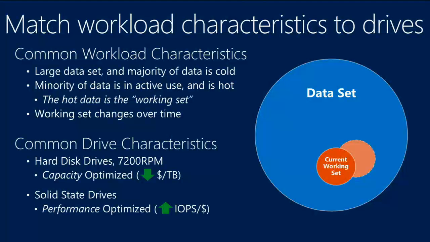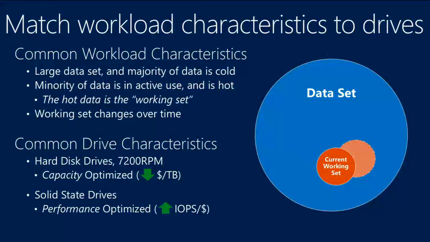We also look at what drives are available on the market today, or at least what's compelling in terms of customer deployments. We have 7,200 RPM hard disk drives, nearline drives. In the current market, you can get a 4 terabyte 7,200 RPM drive for a very low price. This gives you the most compelling dollars per terabyte for your deployment. But the interesting thing is that even though these 7,200 RPM drives are optimized for capacity, they're not optimized for random IOs that you typically see in a virtualized data center.